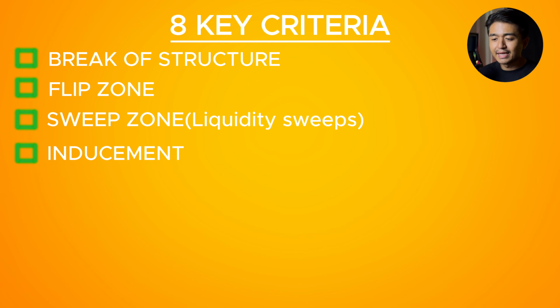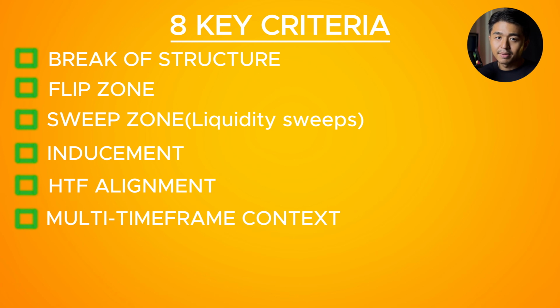Number 4, inducement. Is there liquidity in front of the zone? Institutions need that to fill orders. Number 5, higher time frame alignment. Stacking zones across higher time frames massively increases probability. Number 6, multi-time frame context. Higher time frame dominates lower ones, so always stick with the higher time frame.